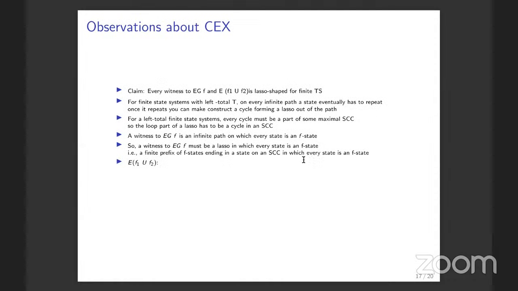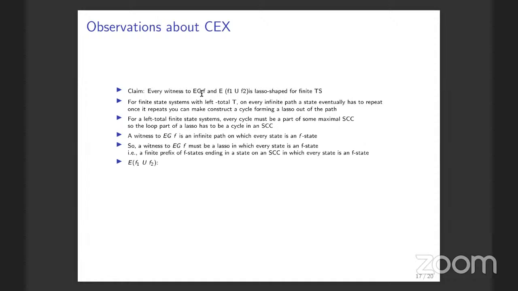Okay. So what you really need to compute is this kind of a lasso, which from some initial state will go through a sequence of F states, ending up in some SCC, and the witness will also have to form a cycle. We have to get a cycle through that SCC. So once you pick any cycle in that SCC, you have that lasso. That's the proof for saying that a witness to EG of F is always a lasso.